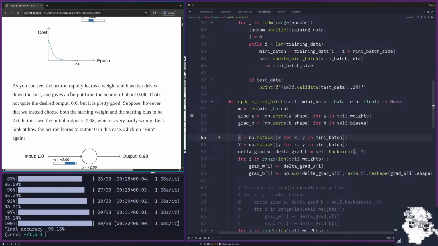As you can see, the neuron rapidly learns a weight and bias that drives down the cost and gives an output from the neuron of about 0.09. That's not quite the desired output 0.0, but it is pretty good.